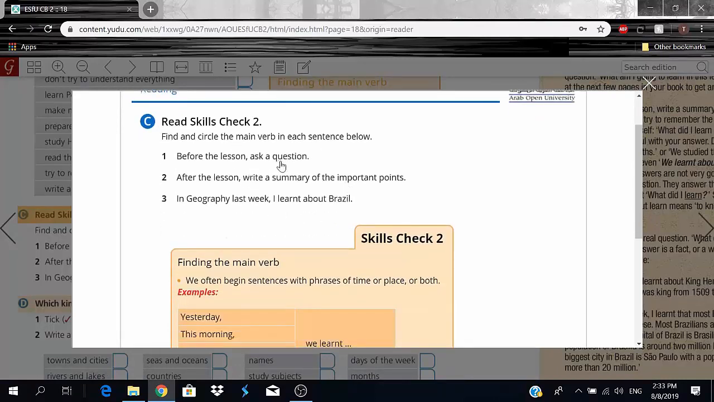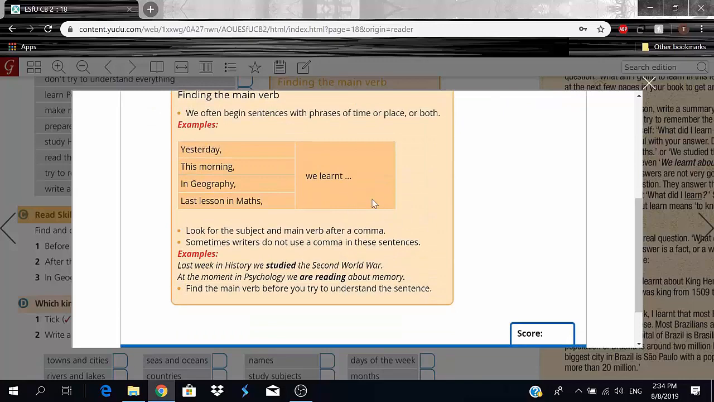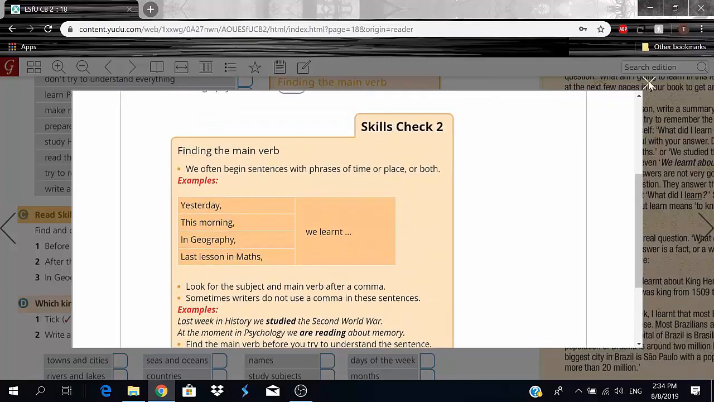Before the lesson, ask a question. After the lesson, write a summary of the important points. Okay, give me a second here. So before the lesson, ask a question. This right here is the main verb. Okay, number 2, after the lesson, after the comma, you guys, write a summary of the important points. Write will be the main verb. Number 3, in geography last week, I learned about Brazil. Okay, you guys? And here's the skills check 2 that we talked about.